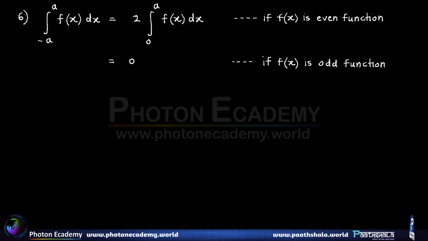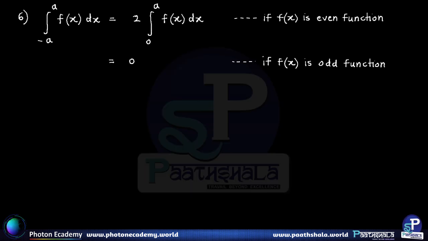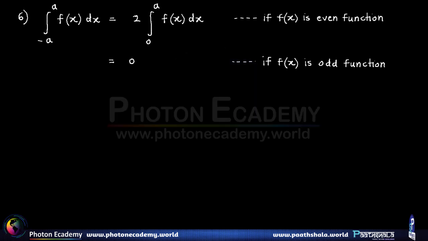Now it depends on whether the function f of x is an even function or odd function. If f of x is an even function, then the value of the integral on the left hand side will be 2 times the integral of f of x from 0 to a. On the other hand, if f of x is an odd function, then the value of that integral is straight away 0, right? So let us see how to prove this particular property.